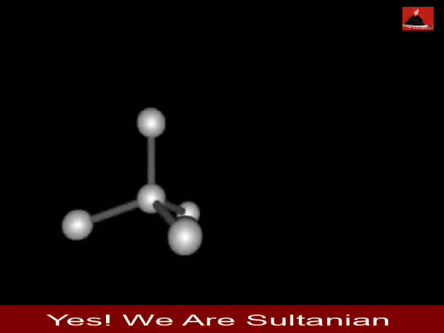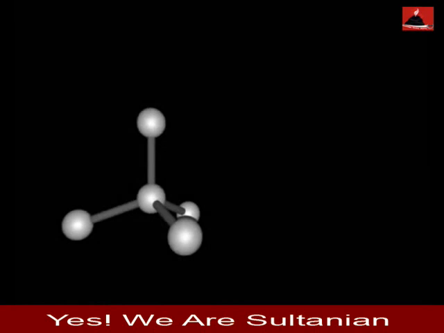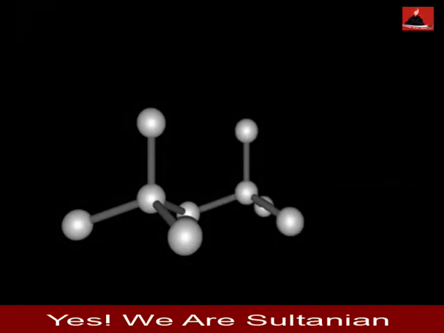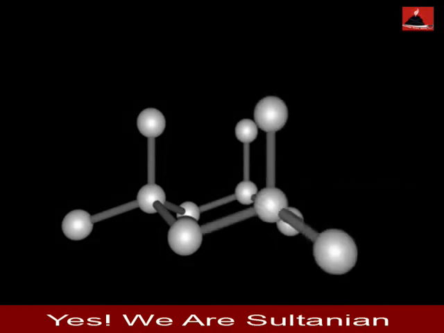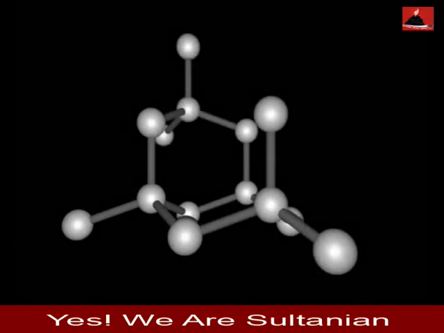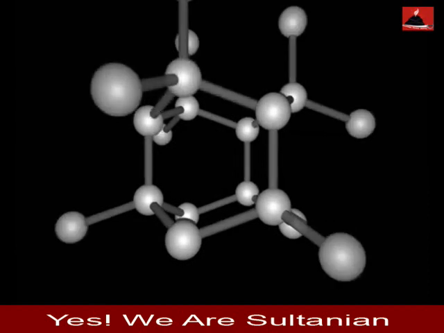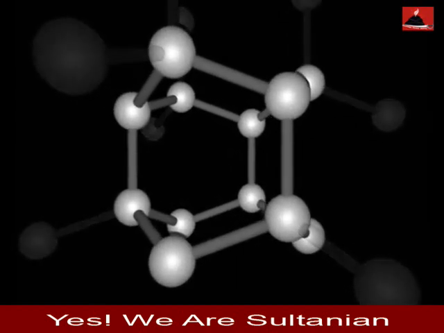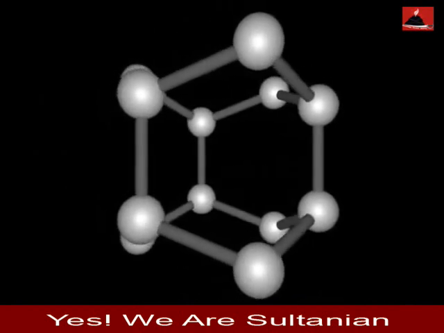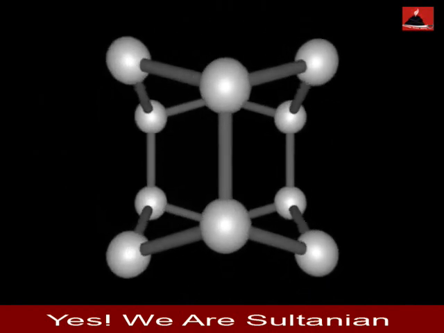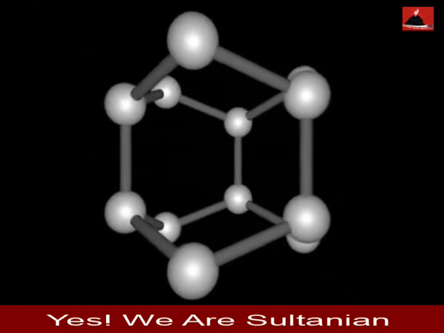Lonsdaleite is the hexagonal form of diamond. Like diamond, the carbon atoms in lonsdaleite are each connected to 4 others in a tetrahedral geometry. Also like diamond, 3 such tetrahedra are joined to form a puckered 6-membered ring. However, with lonsdaleite, this 6-membered ring is connected to a second 6-membered ring that lies on top of the first. This gives a structure that has a hexagonal rather than cubic geometry.